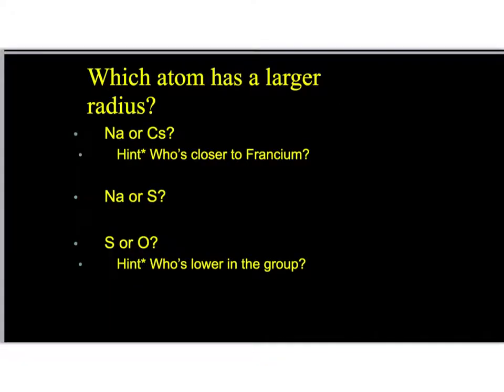So here we have a learning check just to kind of see if you're getting this right. And so it says, which atom has the larger radius? And so you're going to look on your periodic table, and the hint says who's closer to francium, right? And so if we look, we have sodium, we have cesium. Cesium is definitely closer to francium, and so therefore cesium would be the correct answer.